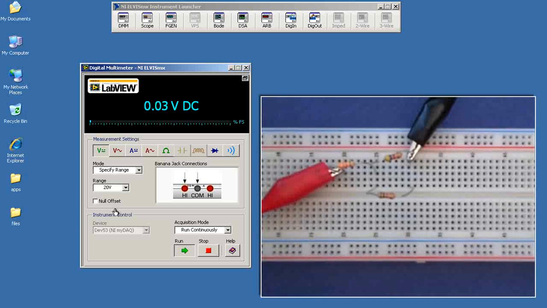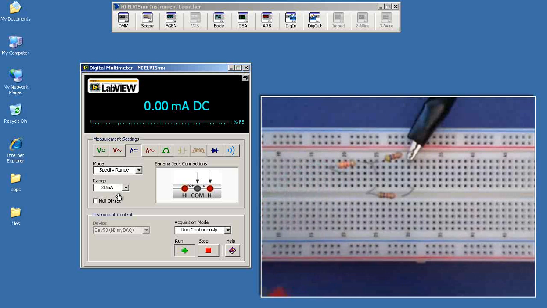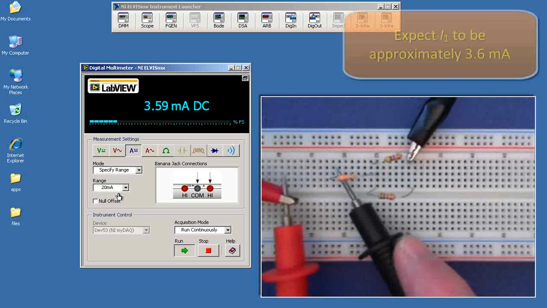I'll begin by making the current measurement for I1. I'm switching the DMM probes to this orientation over here, so get that ready for a current measurement. And here I am measuring the current I1.